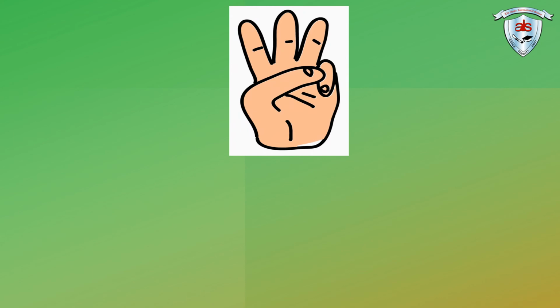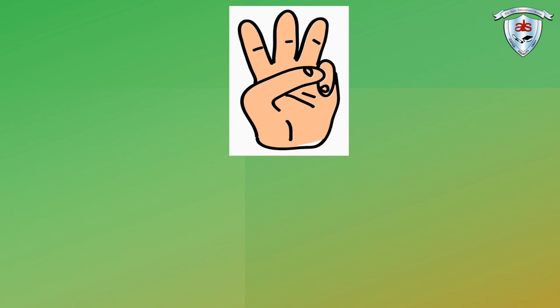Here we have 3 fingers. Come on, everybody, show me 3 fingers. Okay, perfect. Now put your hands down. Now we are going to represent this number 3 in different way. So how many fingers can you show me? In one hand, come on, show me one finger.